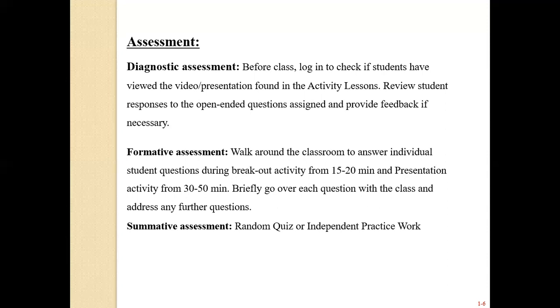Second is the formative assessment. When I give you 15 to 20 minutes for your group discussion, walking around the class, I will guide you and give you answers, then I will observe how many students are discussing with each other. The reason is that only the students who have already viewed the video can discuss the points.